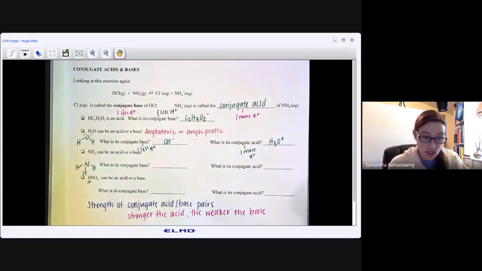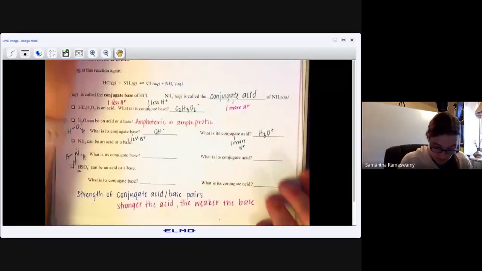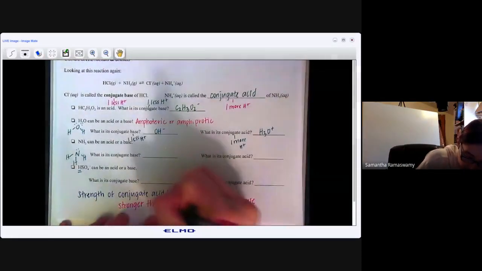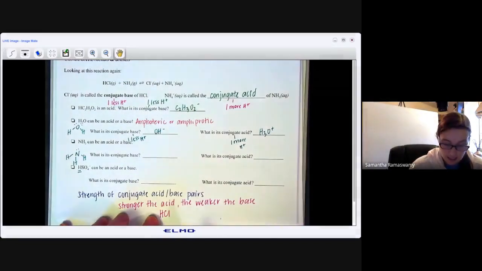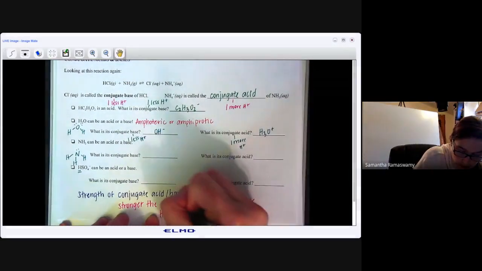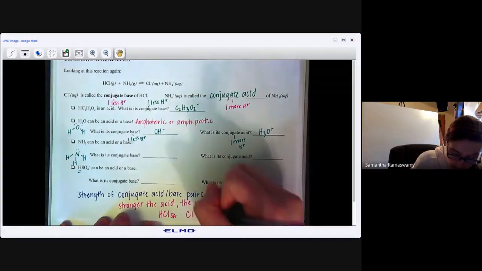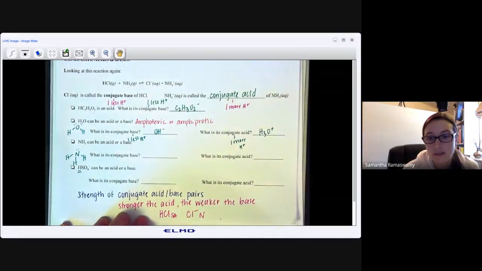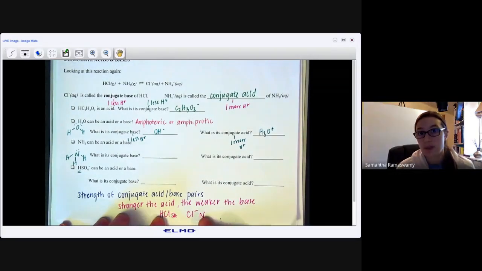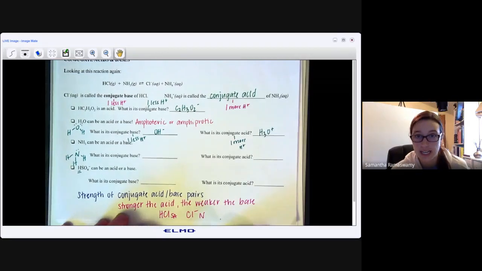So if we have HCl, HCl is a strong acid. Its conjugate base is Cl minus. This is why Cl minus is neutral. It's negligible in terms of acidity or basicity. Because HCl is a strong acid, Cl minus is neutral. Same thing with HBr, another strong acid. Br minus is neutral. So you have that strong-neutral pair, or weak pair.